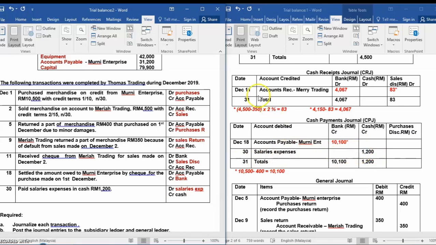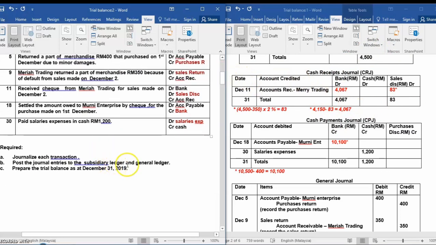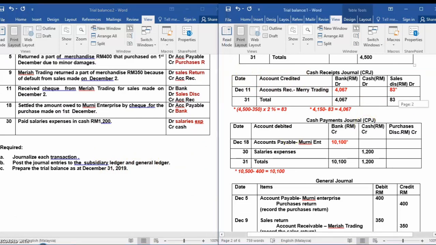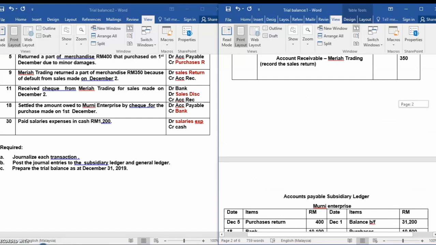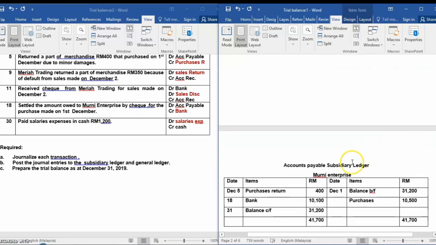Now, after finishing all the records of the transactions in the journals, we have to close the sales journal, purchase journal, cash receipt journal, and cash payment journal. And we have to prepare to post to the subsidiary ledger and general ledger. Now we look at the first one, the account payable subsidiary ledger.